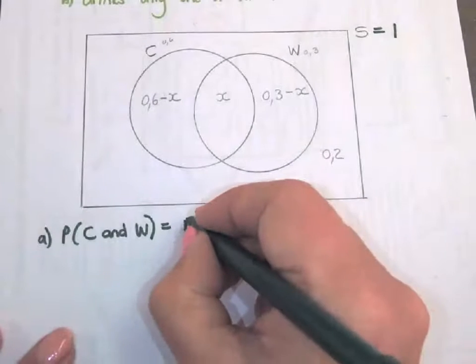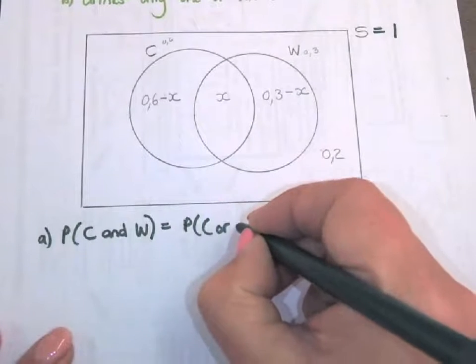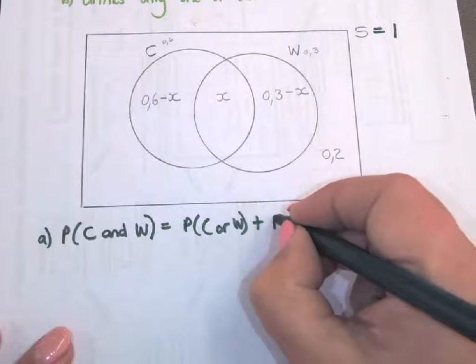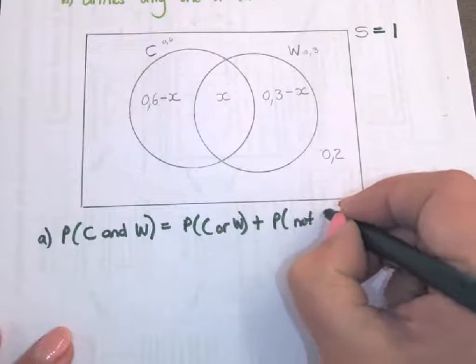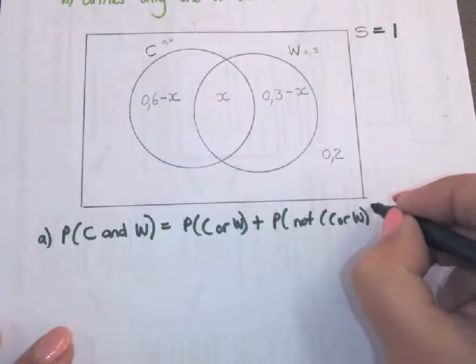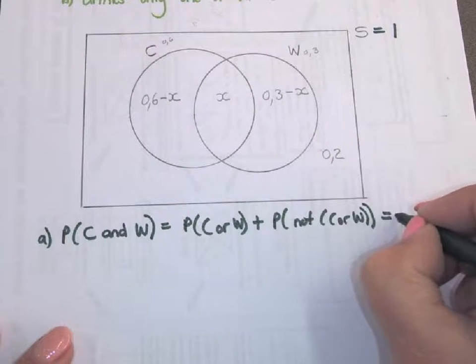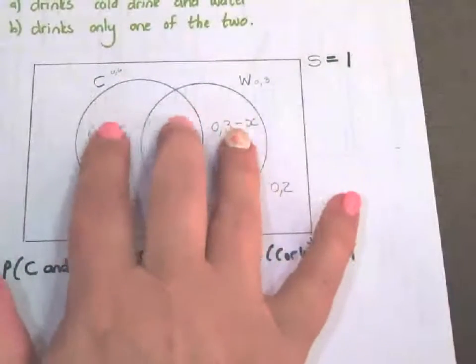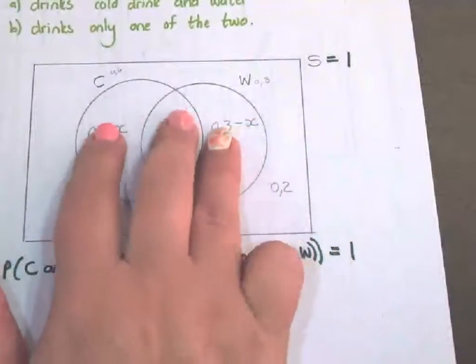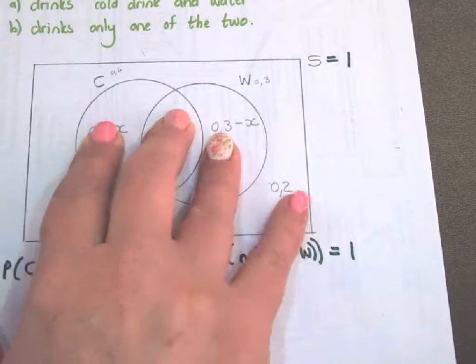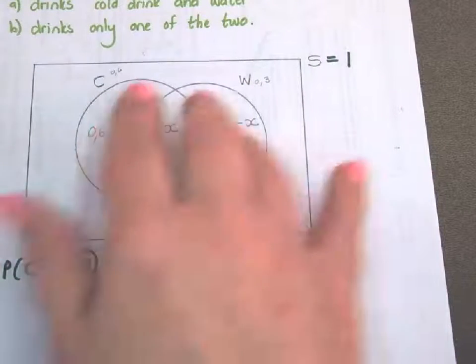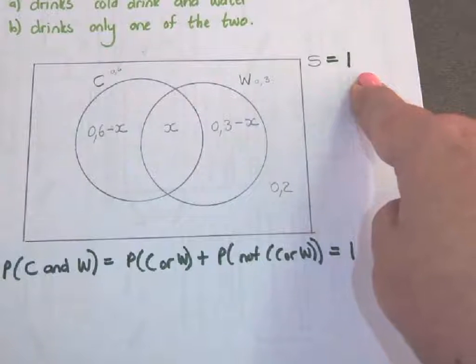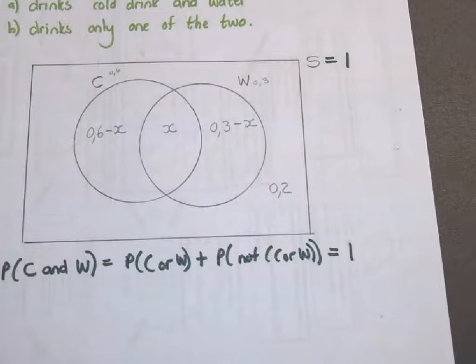We have the probability of cold drink or water plus the probability of not cold drink or water, and that is 1. That means the probability of all three of those plus the probability of not drinking one is 1. Does that make sense? No. The probability of, let me just get that one here.